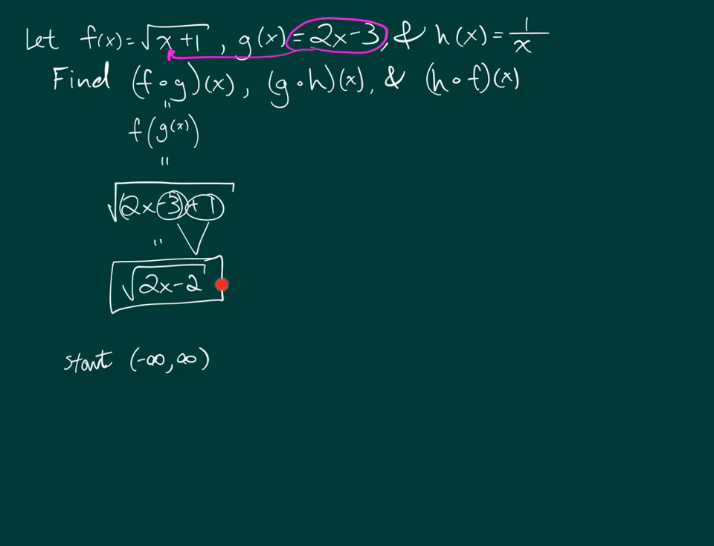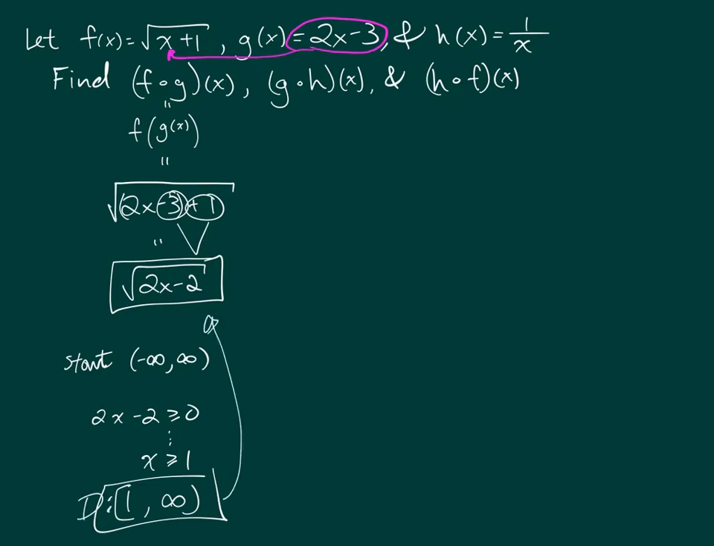We have to look at the ending function. So what is the domain of the ending function here? You take the inside and you set it to be greater than or equal to 0. And when you solve for x, x is greater than or equal to 1, which looks like this in interval notation. So this is the domain for the composed function, square root 2x minus 2.